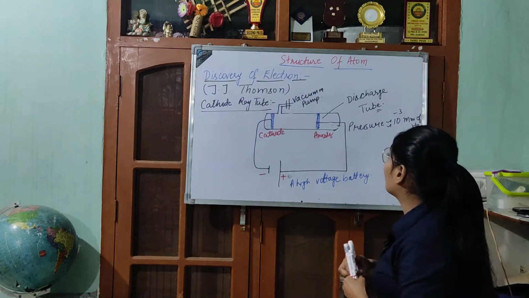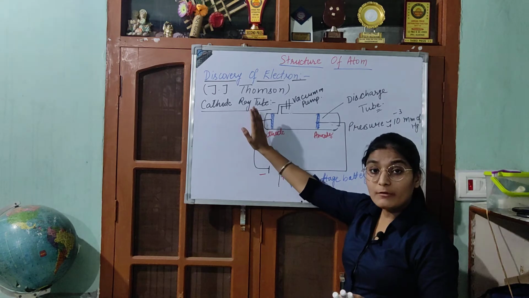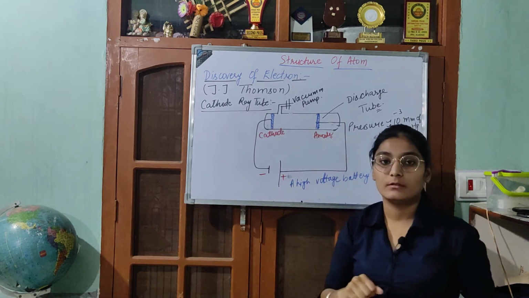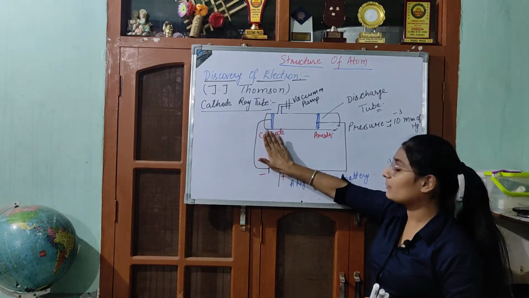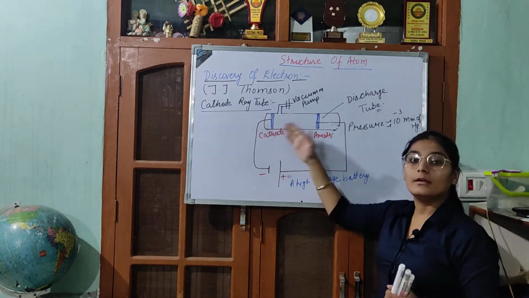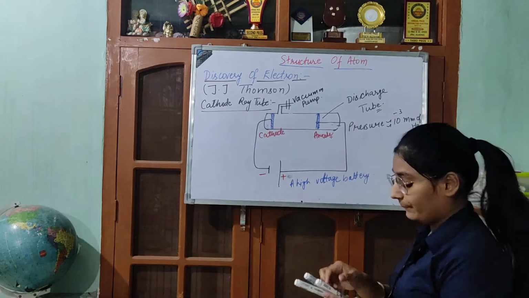So what happened when we attached these strips to the battery? J.J. Thomson observed that some particles were moving from the cathode to the anode. But how did he observe this?